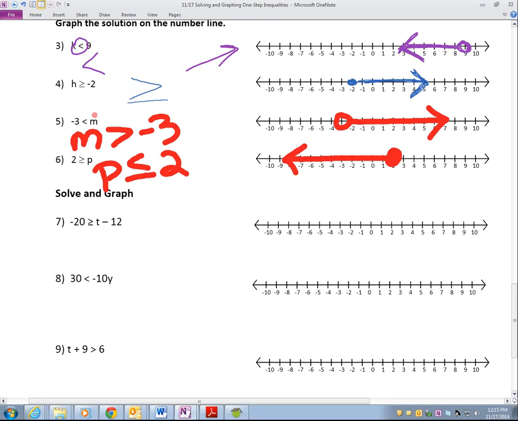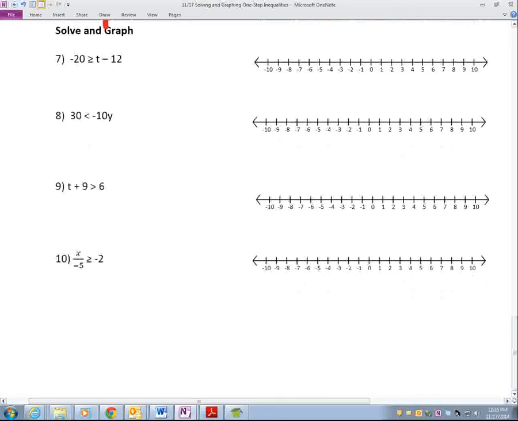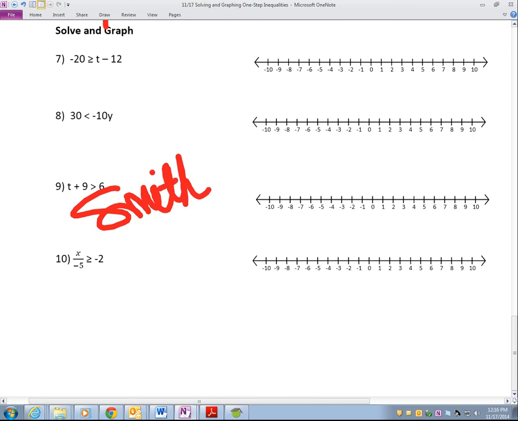I'm going to do number 7 with you, and then you are going to do number 8 and 10. So write Smith for 9. Does the variable always have to be on the left side? When you're graphing, if it doesn't make sense to read from right to left, yes.